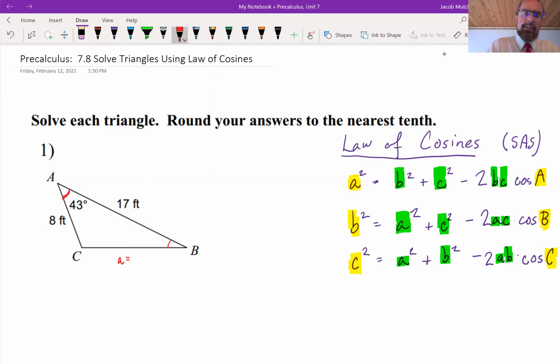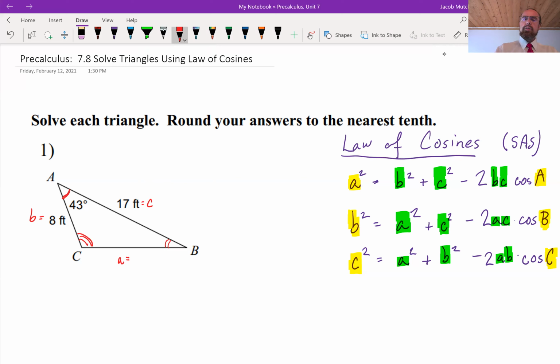Here's angle B. Opposite angle B is side B. So that's got a measure of 8 feet. We would also call that side AC. And then angle C, the obtuse angle, opposite it is side C. That's 17 feet in measure. So to start with, I want to find side A. I can see that's the side that's missing.